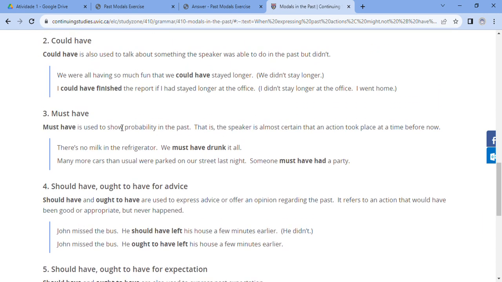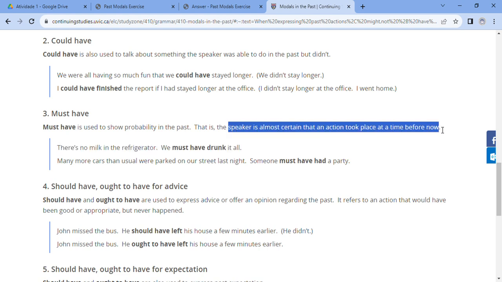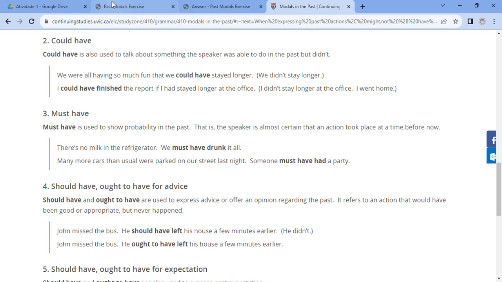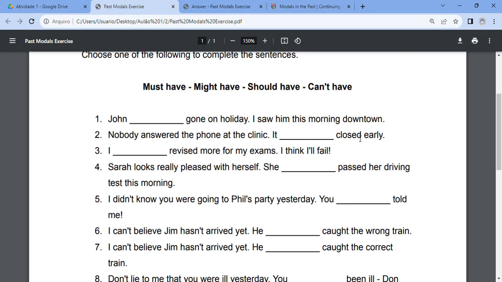Must, probability in the past. So the speaker is almost certain that an action took place at a time before the present. Okay, so must have closed early.